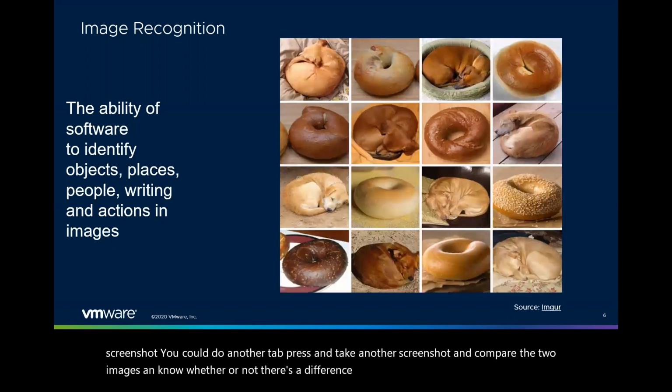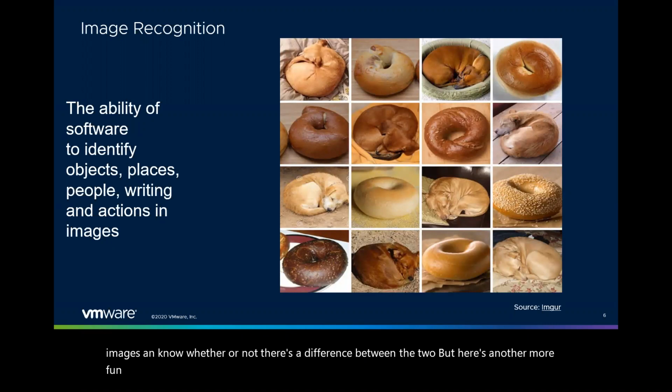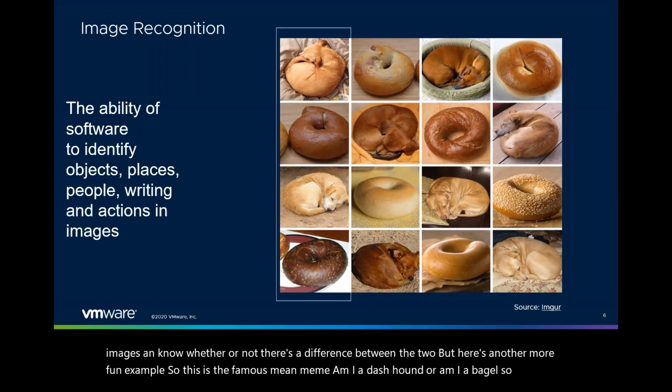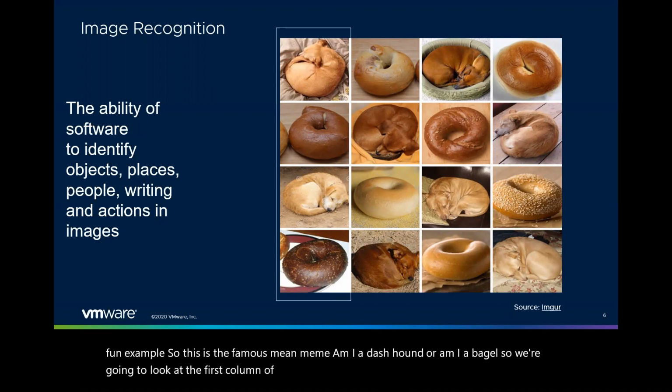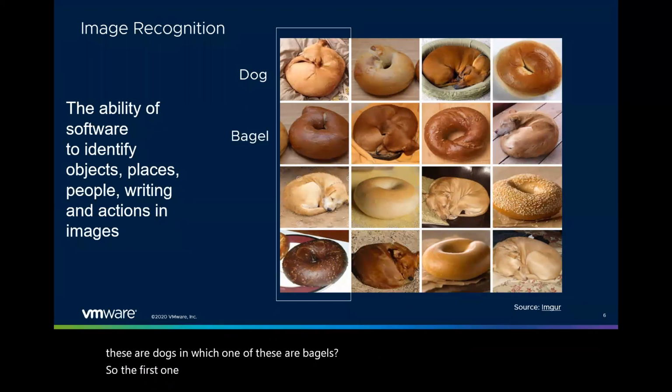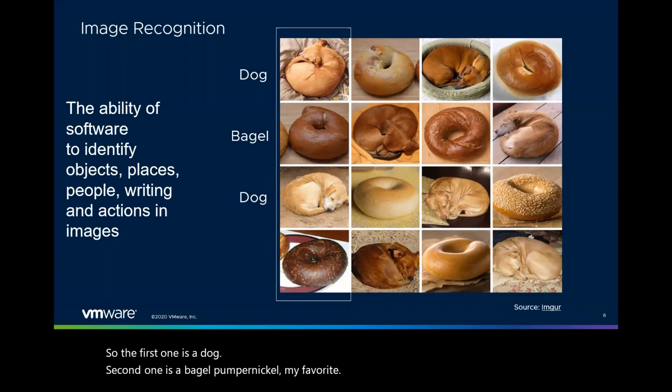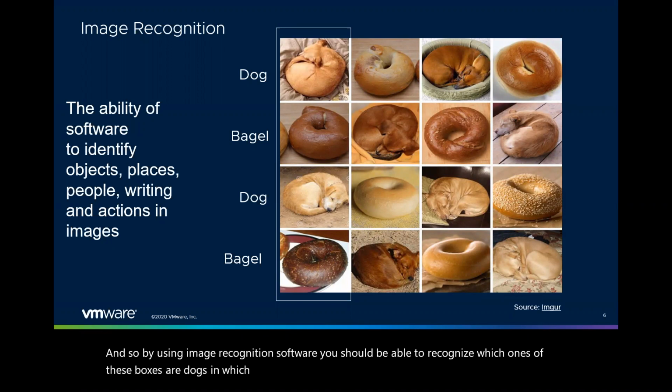But here's another more fun example. So this is the famous meme, am I a dachshund or am I a bagel? We're going to look at the first column of the 4 vertical things on the left-hand side. Which one of these are dogs and which one of these are bagels? So the first one is a dog. Second one is a bagel, pumpernickel, my favorite. The third one is definitely a dog. And the fourth one, again, bagel. And so by using image recognition software, you should be able to recognize which ones of these boxes are dogs and which ones of these boxes are bagels.